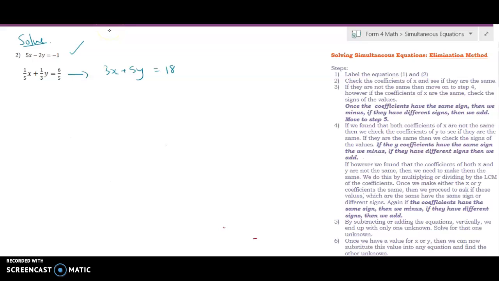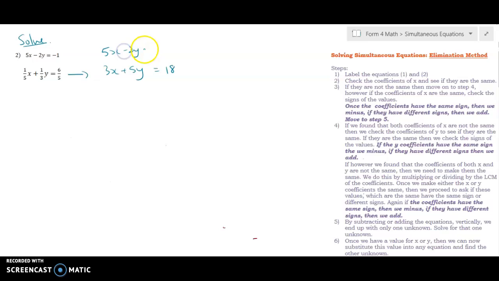So what I intend to do now, I will just write this over here. 5x minus 2y is equal to minus 1. Call this equation 1 and call this equation 2. So now we can start with these steps here. We check the coefficients of x and the coefficients of y.